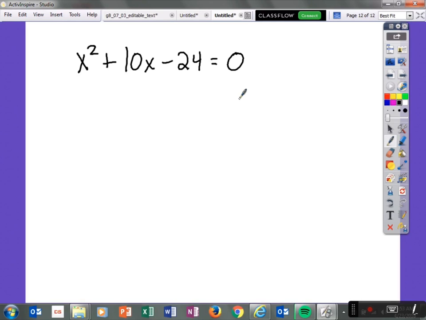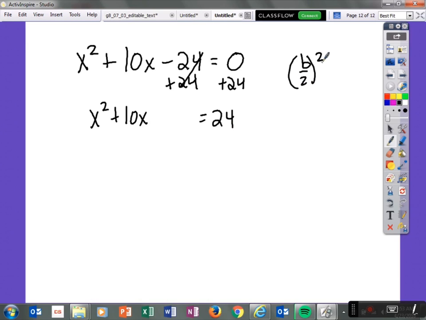All right, what do we gotta get rid of first? The old C. So how do we get rid of a minus 24? So x squared plus 10x, leave a space, equals 24. Now we gotta find the new C. What's the formula for the new C? B over 2, squared. What is B? 10 over 2 is 5. 5 squared is 25. So I'm adding 25 just to one side? To both sides.